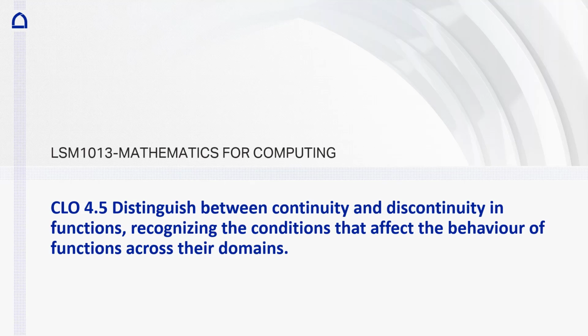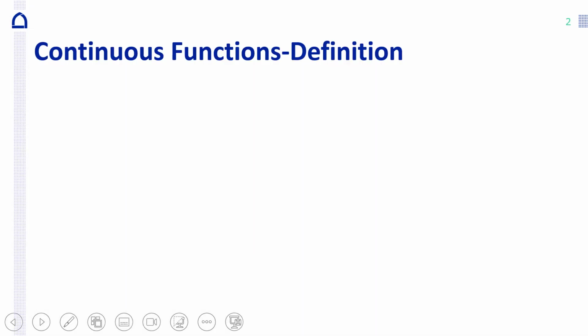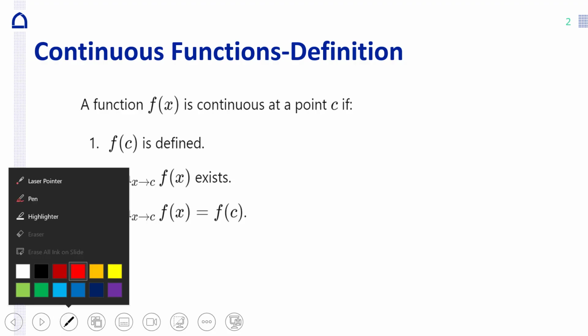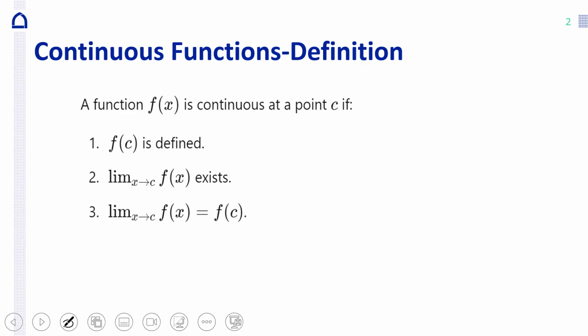Hi everyone. Let's talk about continuity and discontinuity in functions and what is a condition for any function to be continuous at a point in its domain. This is a three condition. You take it one by one.